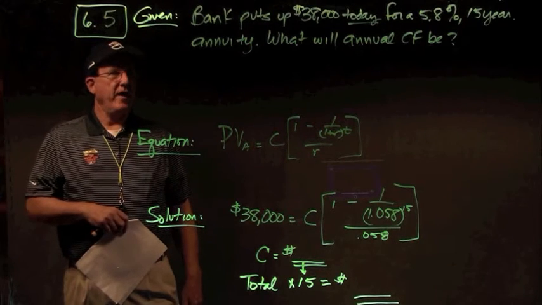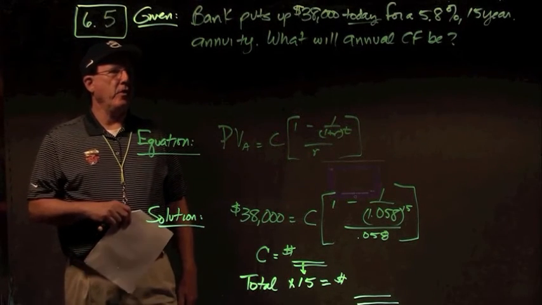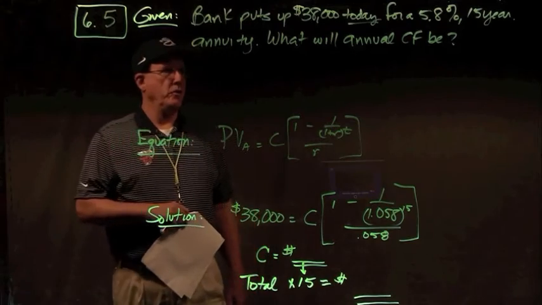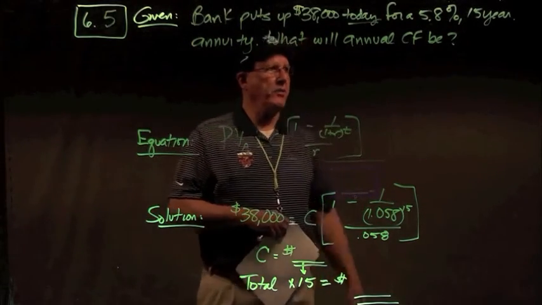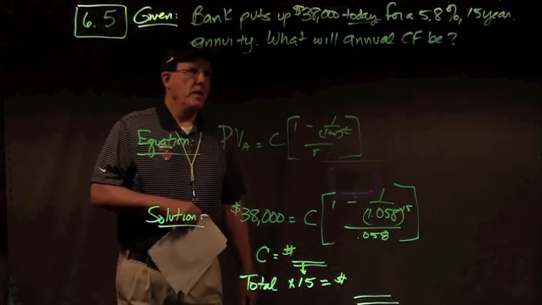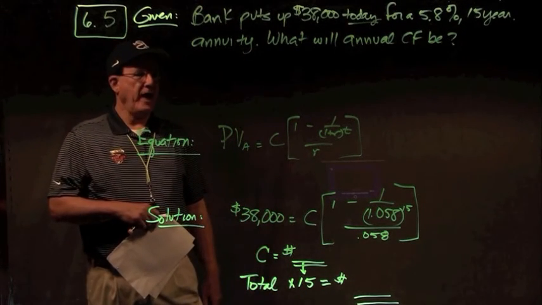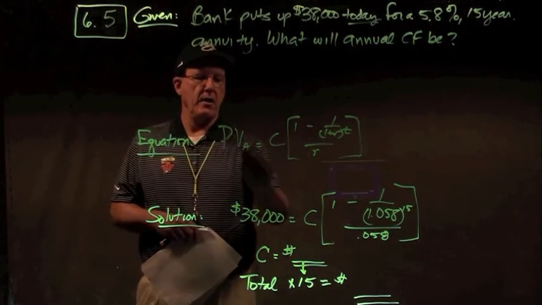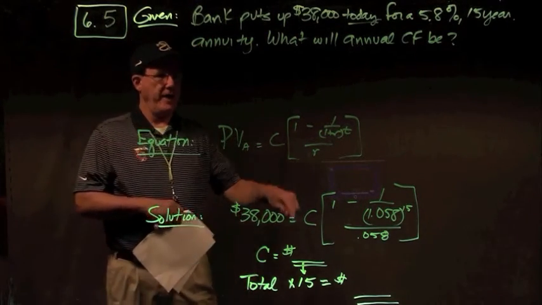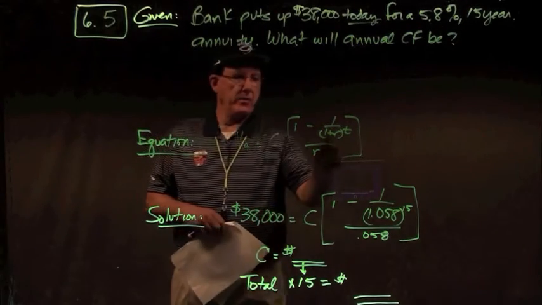In problem 6.5, you go into the bank, and the bank puts up $38,000 today and loans you that amount of money at 5.8% for 15 years. In annuity form, what will the annual cash flow be? So do we have an annuity? Yes, you're going to pay the same amount each year for that loan you're getting today at 5.8%, 15 years.